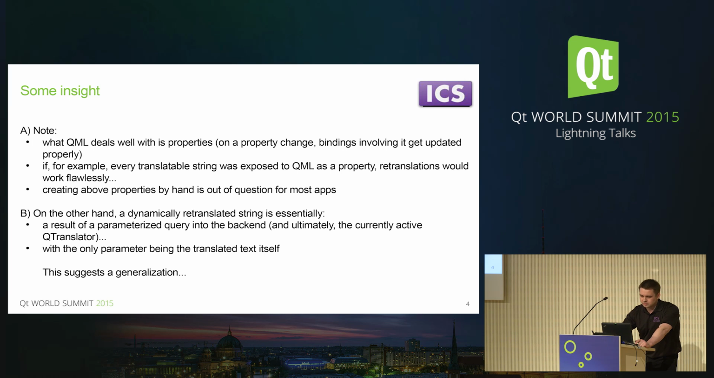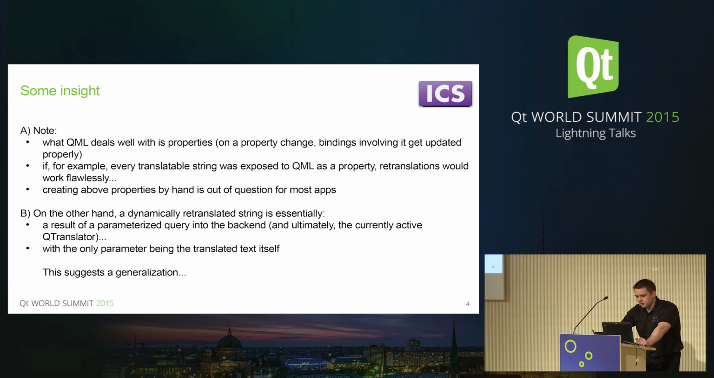So one thing to note is that essentially what QML deals with really well is properties, right? Because properties have change signals. And if, for example, every string we would like to retranslate was exposed somehow as a property, but not like a qsTr function or macro call, it would work. So one could even try taking all the strings and exposing them as a property per string, right? But that would be, again, tedious, and no one would probably prefer this path for a more or less serious application.